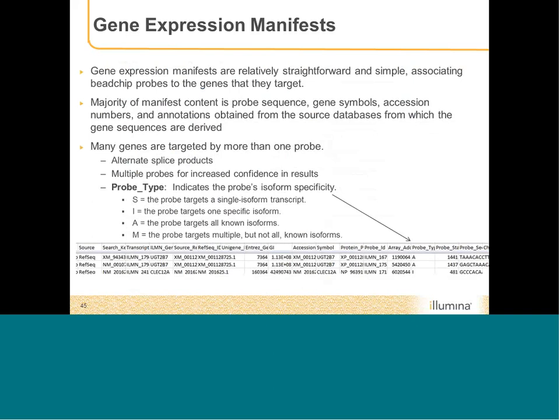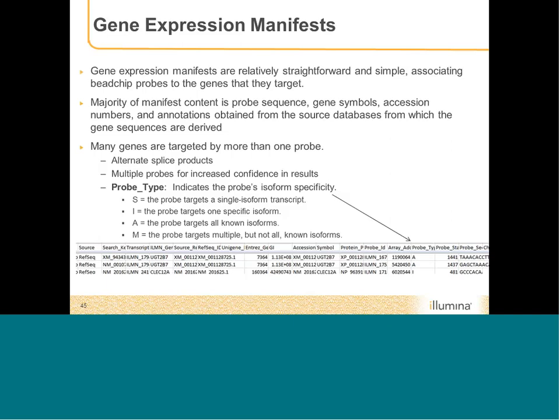As I said, gene expression manifests are relatively straightforward and simple. We associate the intensities from the probes with particular genes, and we use those intensities as representations of the gene expression level. Not many other calculations go on. You can normalize them, and GenomeStudio does have an algorithm for doing differential analysis, but that does not involve anything to do with the manifest. The majority of the manifest content is probe sequence, gene symbols, accession numbers, and annotations from the source databases.